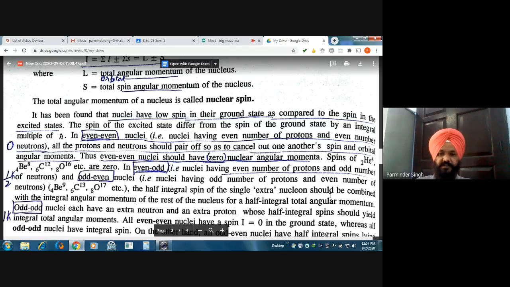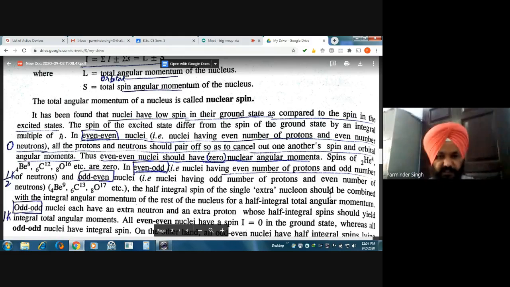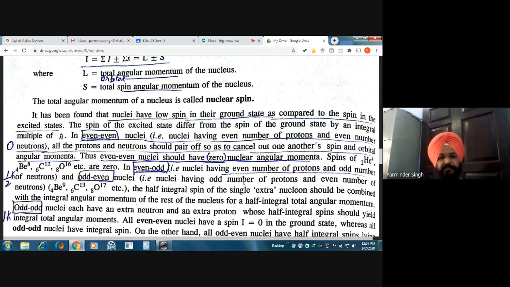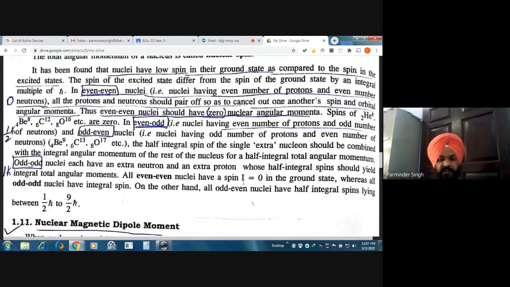So odd means both the protons and neutrons are present in odd numbers. Protons are in odd number and neutrons are also in odd number. So these types of nuclei have an extra neutron and an extra proton. Both things are there.